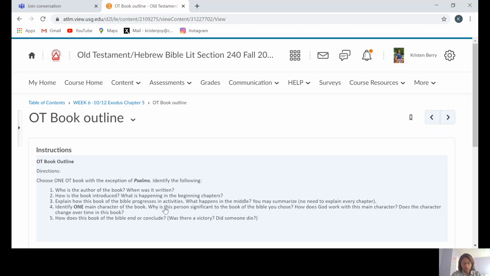Number 4, identify one main character of the book, just one. There's several characters in all of the books, but just choose one, okay? And there you can tell me, how does God work through this main character? What is pertinent to this book of the Bible? And then you're going to tell me how the book ends. Maybe there was some type of victory, maybe somebody dies, maybe something tragic happens, maybe something really good happens. You can tell that. All right.